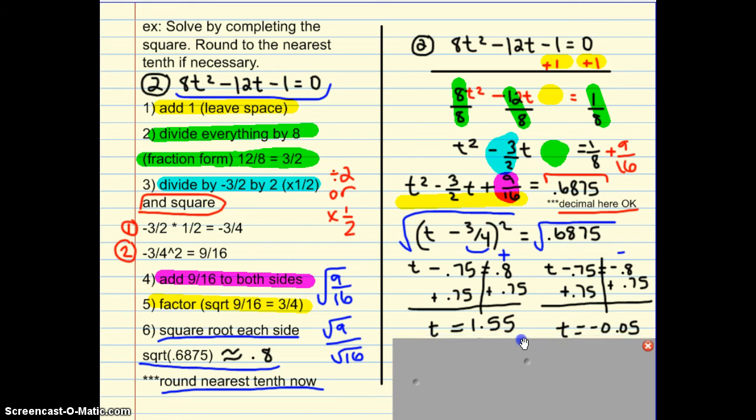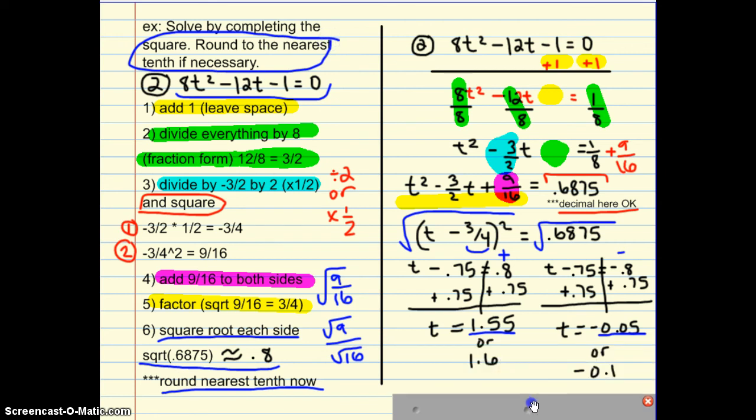And our first answers are 1.55 and negative 0.05, but it does say round to the nearest tenth. So if we would like to round to the nearest tenth, we would have 1.6 or negative 0.1 for our final answer. I know this is pretty intricate. We'll make sure that we go over it more in class as well.